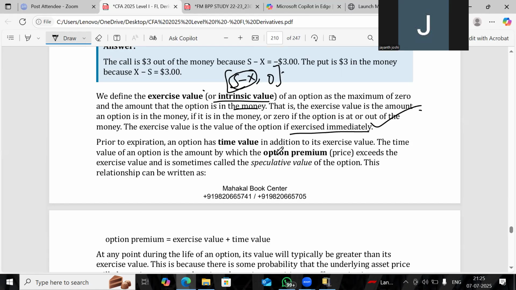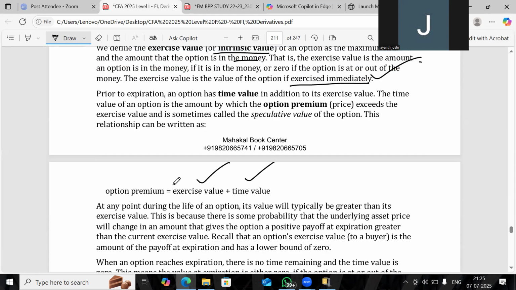So what is the option premium made of? Option premium is a combination of exercise value and time value. Let's say the premium is $10 and there's a stock of 105 in the spot market. You fixed the strike price at 100. Again, I'm telling, there is a stock which is trading at 105 and the strike price is 100. And the premium they are charging is $10. Right.